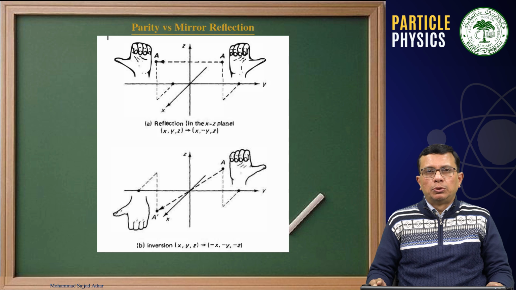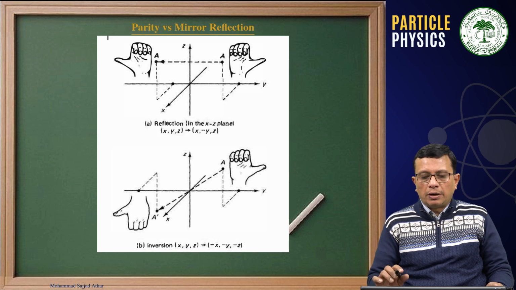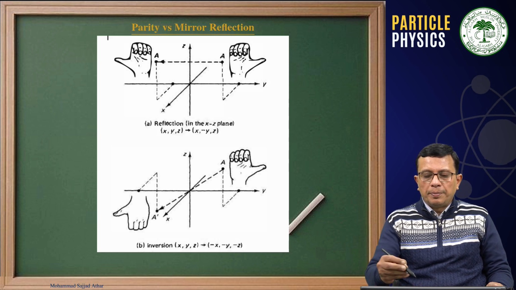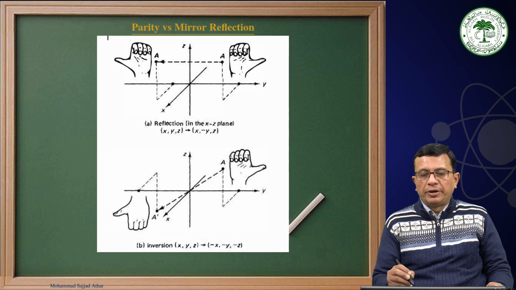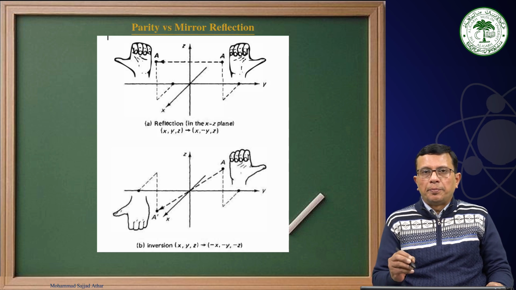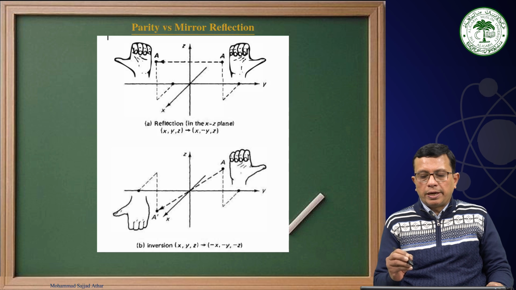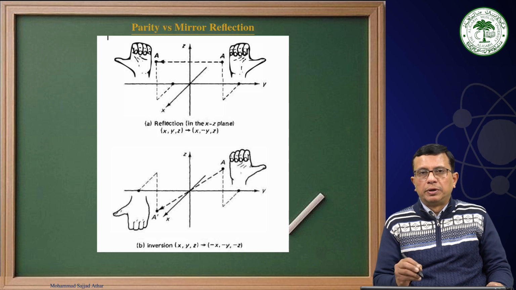What I had told you is that parity is an operation of spatial inversion, and it is not simply mirror reflection. You can see this example. The above figure shows a mirror reflection of a hand, while the below figure represents inversion instead of mirror reflection. Therefore, the coordinates x, y, and z change to minus x, minus y, and minus z.